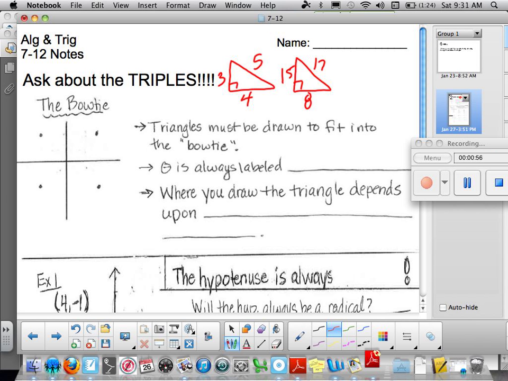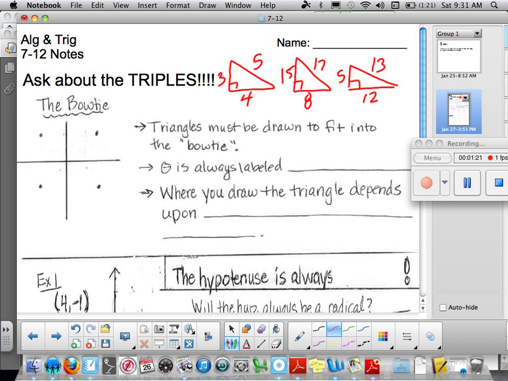And a third one that you see quite a bit is the 5, 12, 13. And so if two of the legs are given to you as 5 and 12, then the hypotenuse will be 13. So this might save you some time and work if you can memorize those triplets. Basically, if you know two of the three sides, you don't have to do the Pythagorean theorem.